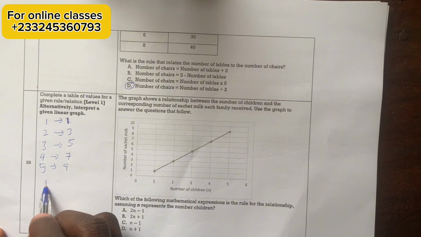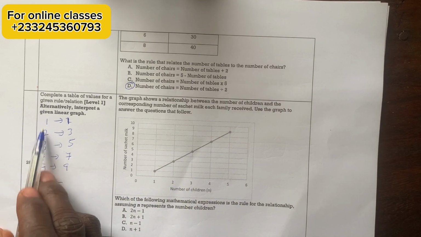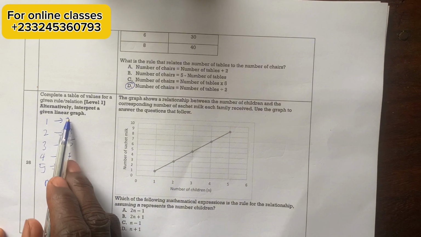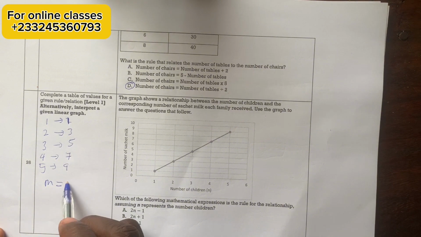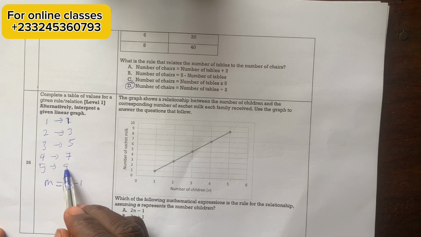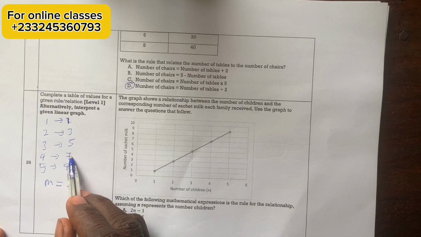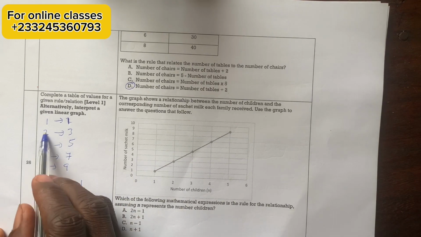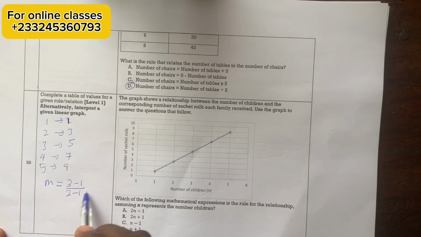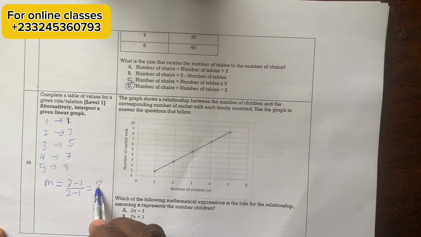Just find m, that is the change in y over the change in x. So we take 3 minus 1, or you can take 9 minus 7, or you can take 7 minus 5, divided by 2 minus 1. That gives 2 divided by 1, which is equal to 2. So you have m equal to 2.